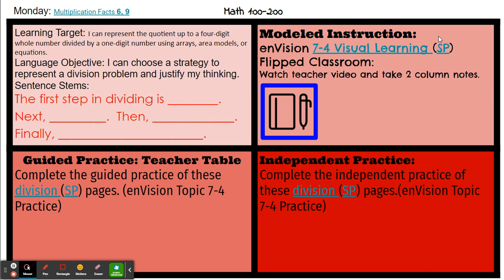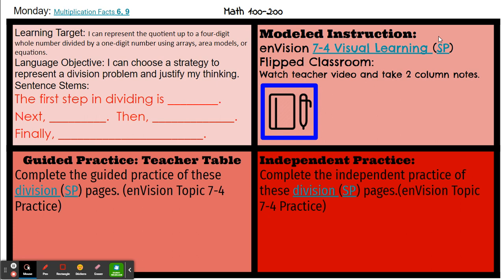Yep, this is the second part of the multiplication and division unit, and we're focusing today on understanding remainders. So here's our learning target.